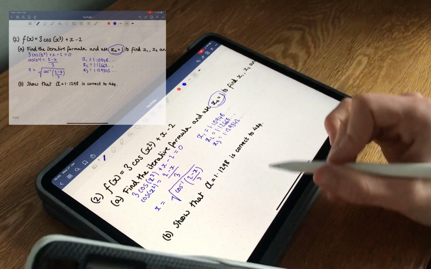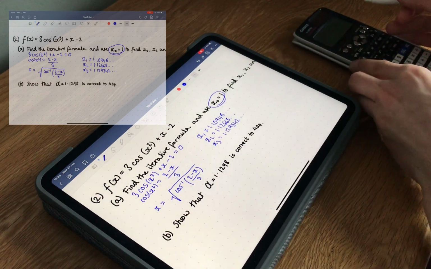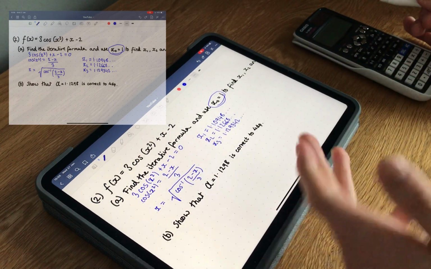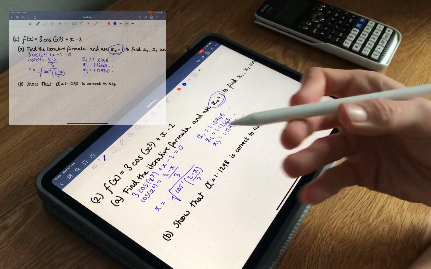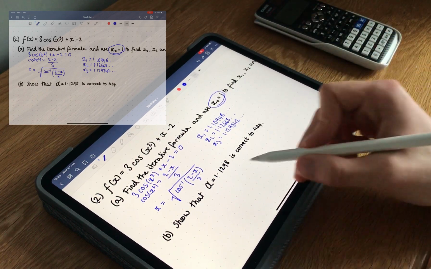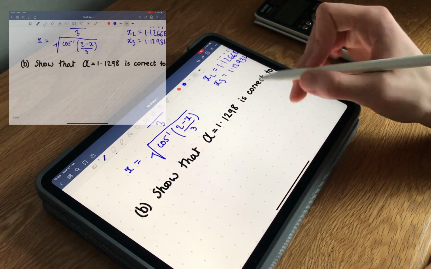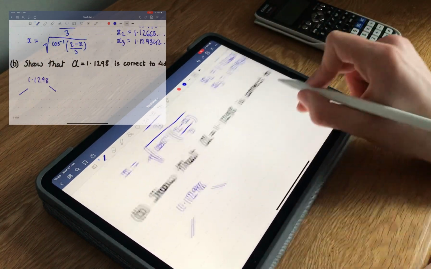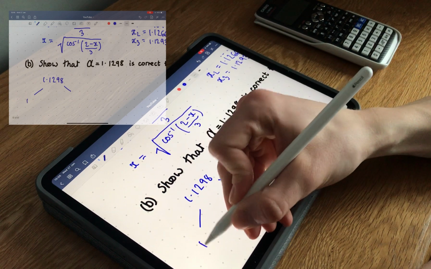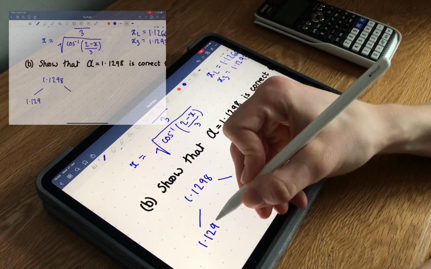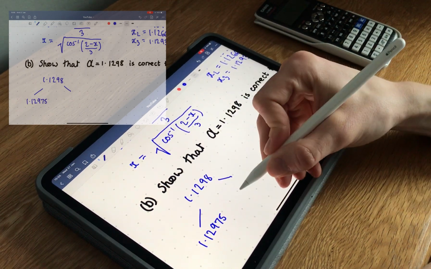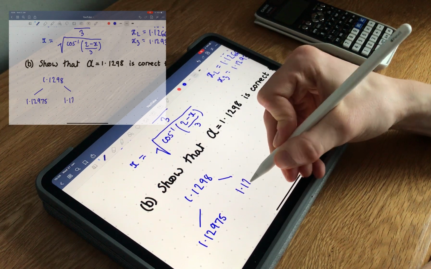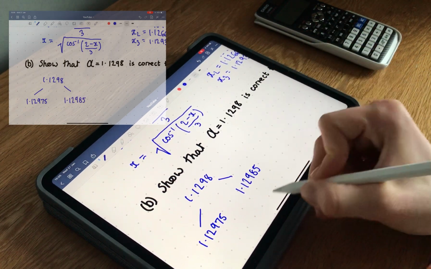But then the second half says show that alpha equals 1.1298 is correct to 4 decimal places, and that just goes back to our last video on locating roots. So we want to take 1.1298 and find its upper and lower bounds because it's correct to 4 decimal places. So the lower bound will be 1.12975 because that will round up, and the upper bound is 1.12985 because anything below that will round down.